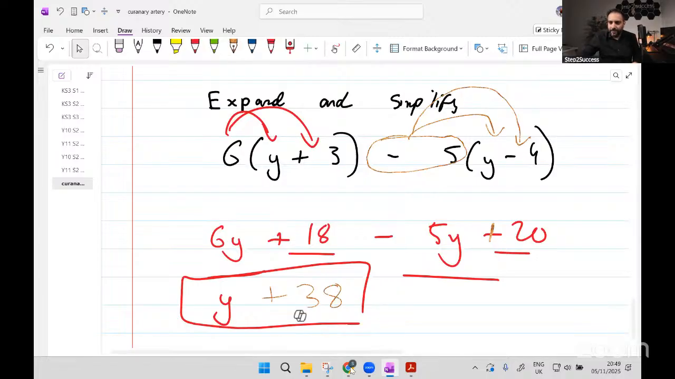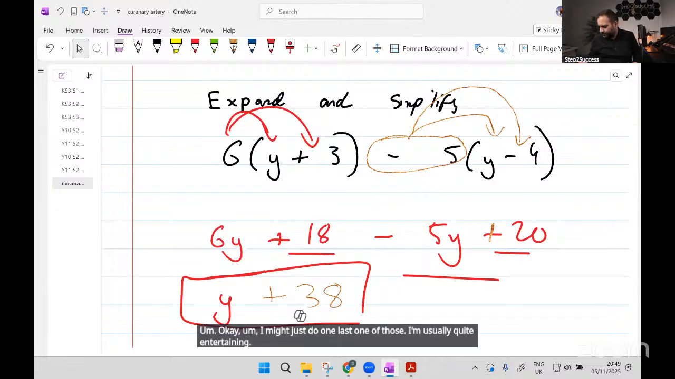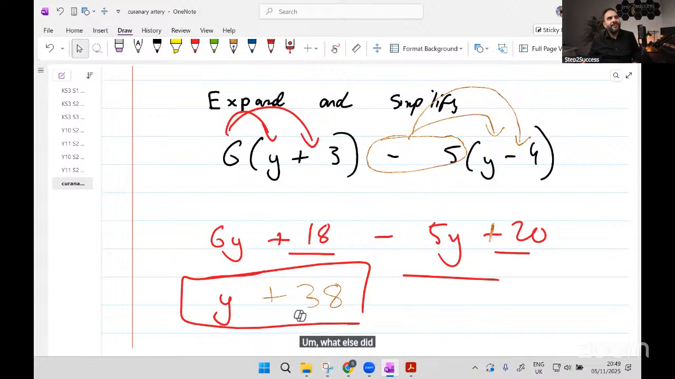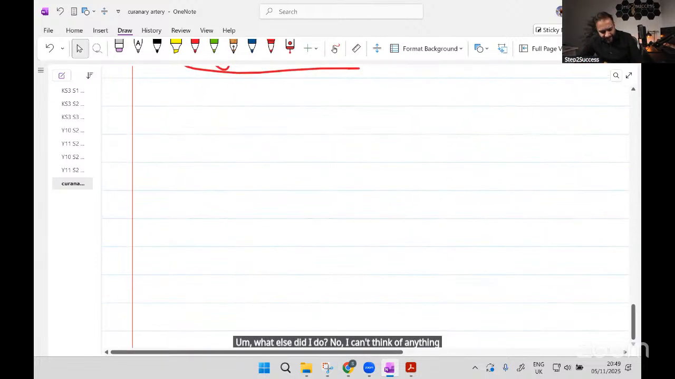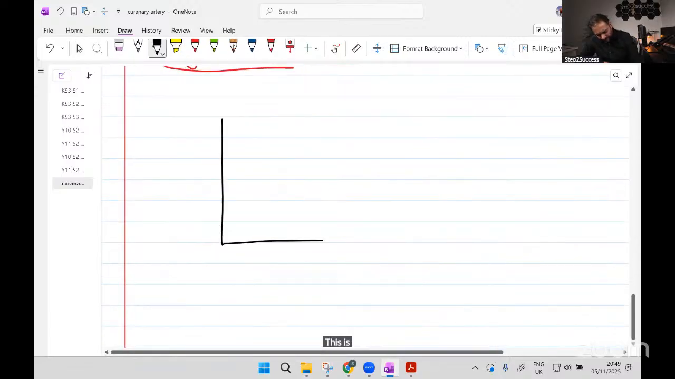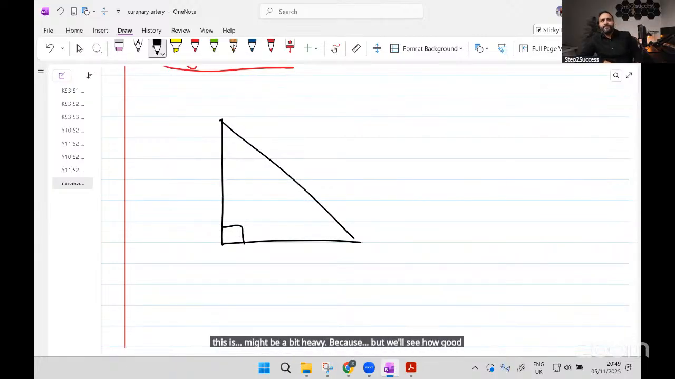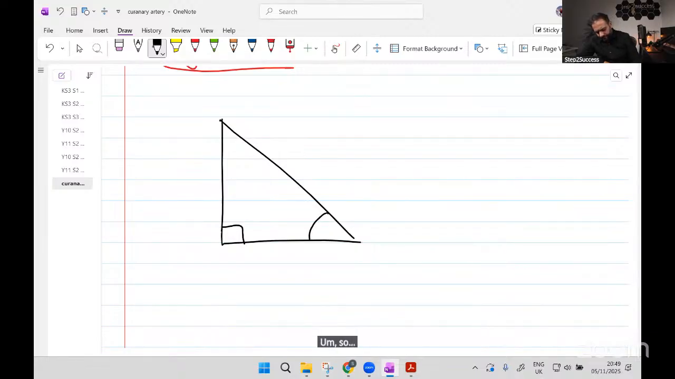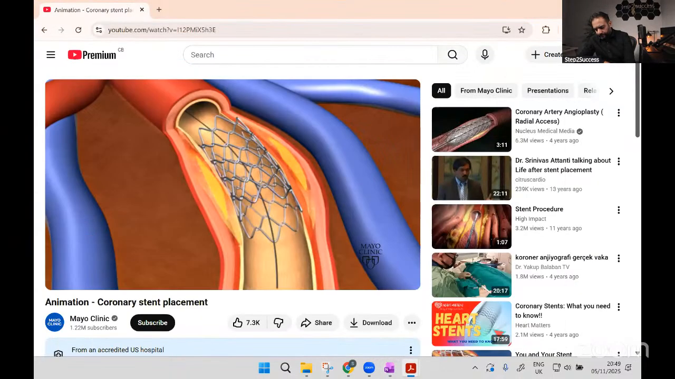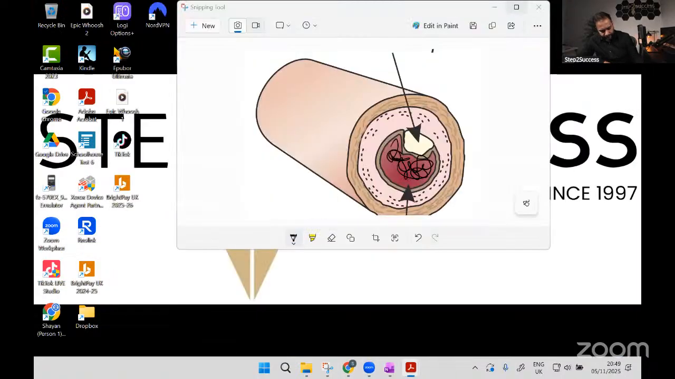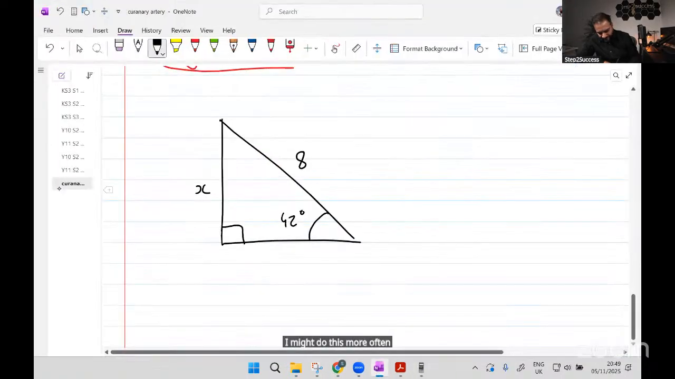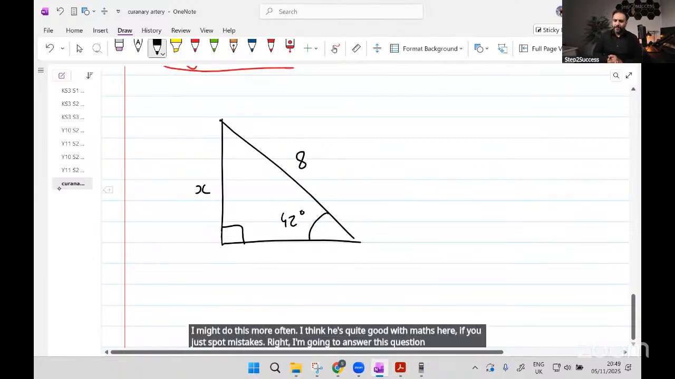Okay, I might just do one last one of those. Usually quite entertaining. What else did I do? No, I can't think of anything else. In fact, this might be a bit heavy, but we'll see how good your trigonometry is if anybody knows. I might do this more often. I think it's quite good with maths here for you to spot mistakes. Right, I'm going to answer this question. The question is to work out what x is.